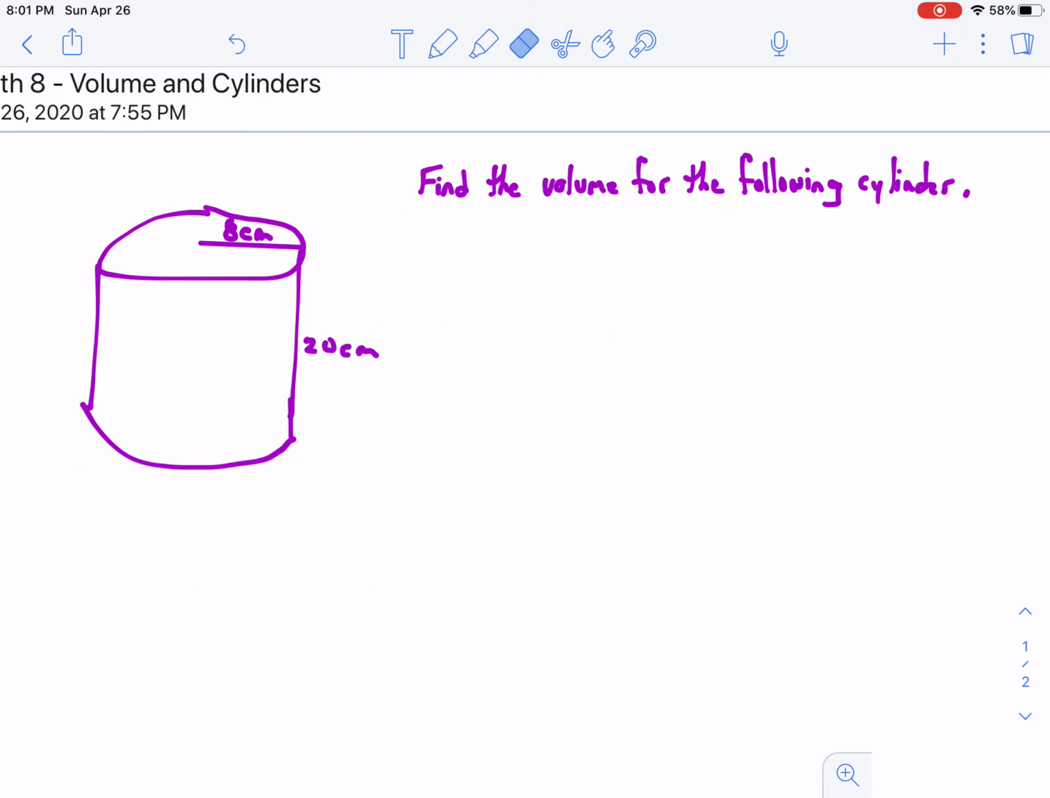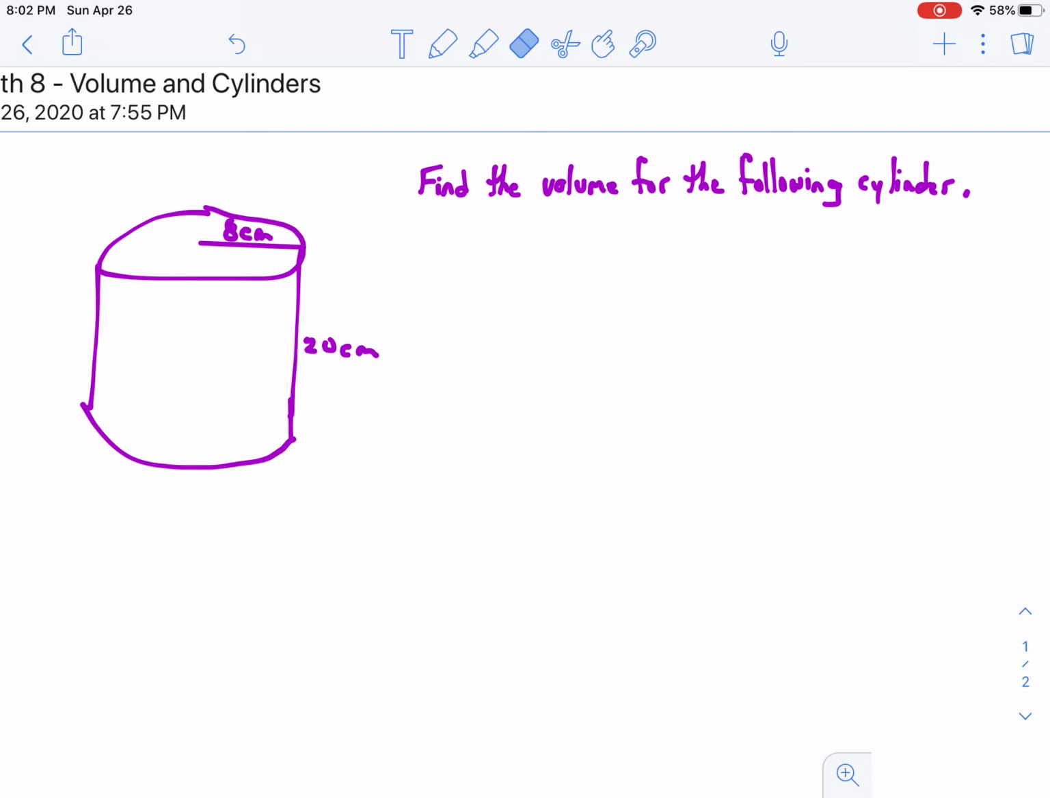Hey guys, I just wanted to do a quick video to show you how to find the volume for a cylinder. So we're looking at a cylinder here with a picture. You can see a couple of things immediately. Number one, the radius for the cylinder is 8 centimeters. The height of the cylinder in this case is 20 centimeters.